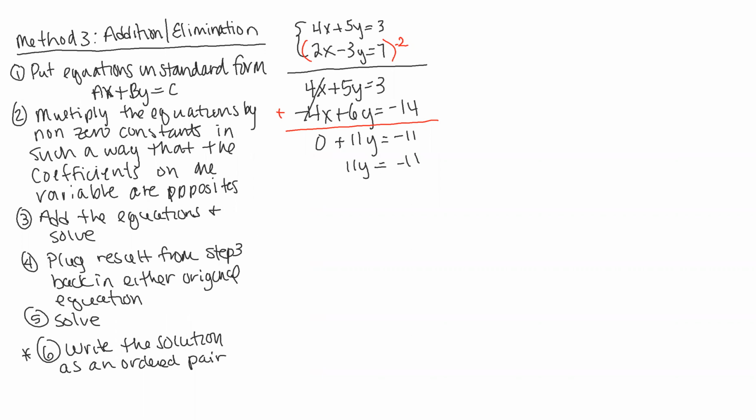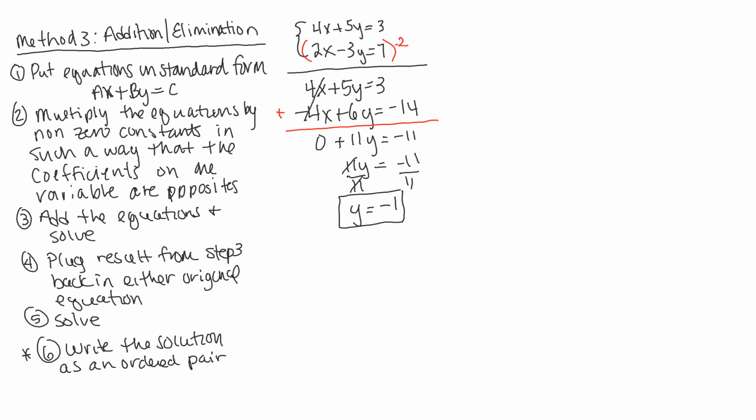I would just divide both sides by 11. The 11s on the left cancel. 11 divided by 11 is 1. 1 times y is y. And then -11 divided by 11 is -1. So we now have a y coordinate, but we also need an x coordinate. So what I want to do is take y equals -1, and plug it into either of the original equations.